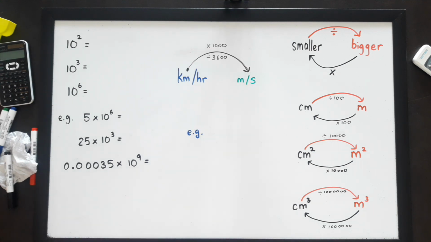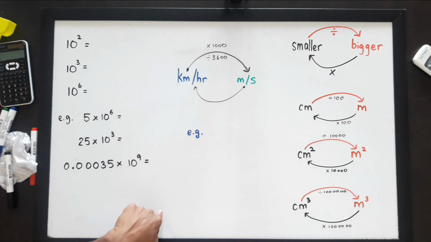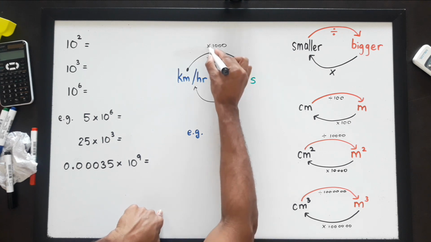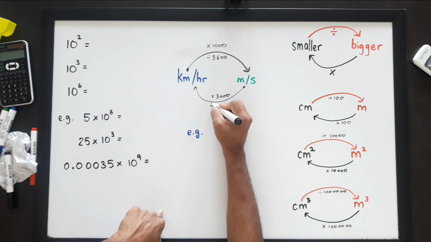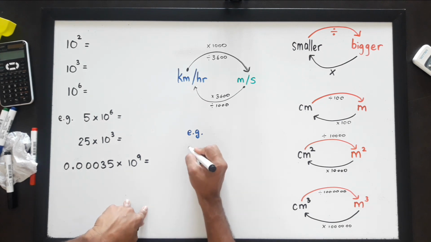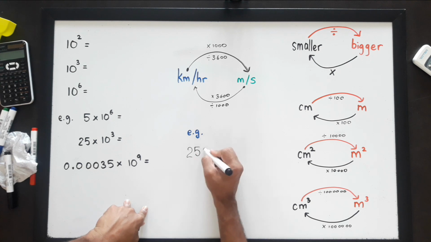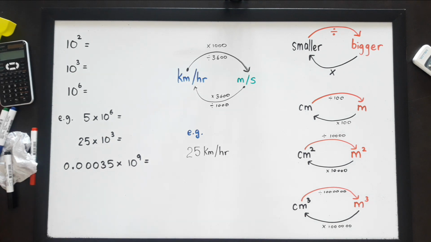If you don't believe me, you can sit down one day and count in 1 second for an hour, and I bet you will come up with this number. And if you want to convert meters per second back to kilometers per hour, you just do the opposite. Instead of multiplying by 1,000, you multiply by 3,600 and then divide by 1,000. So let's do a couple of examples for this one here. Let's say I have a car and the car is moving at 25 kilometers per hour. And for some reason, the examiner has asked you not to use kilometers per hour.